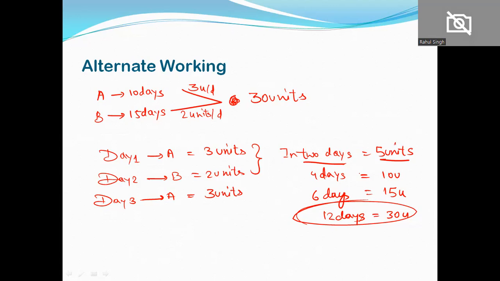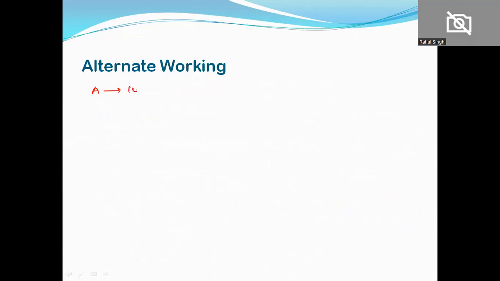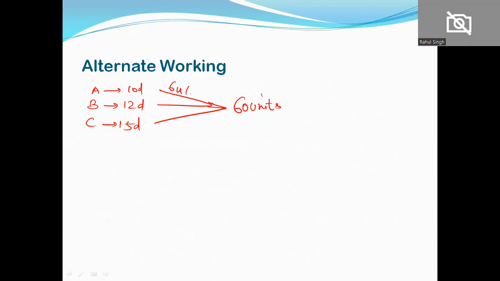Okay, let's take this same scenario with 3 people. A can do a job in 10 days, B can do the same job in 12 days, C can do the same job in 15 days, working alternately, starting with A. How much time will it take to finish the job? Now assume 60 units of work they are doing. So A is doing 60 units of work in 10 days, so 6 units of work in 1 day. B does 5 units of work in 1 day, and C does 4 units of work in 1 day.